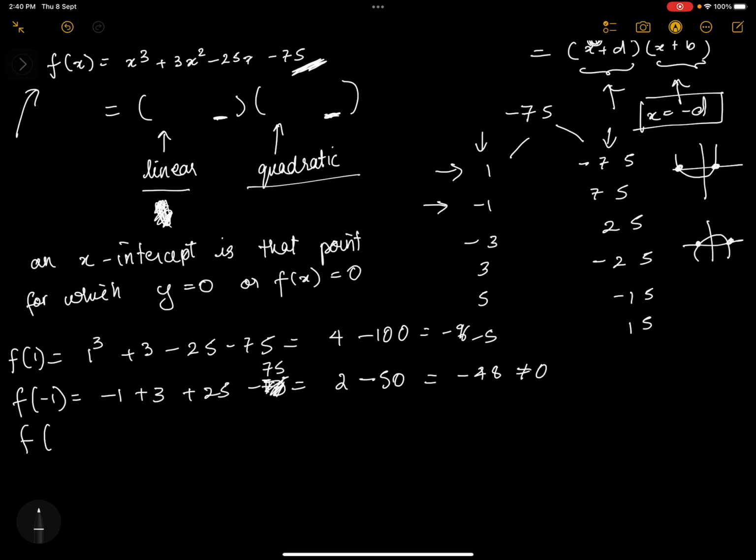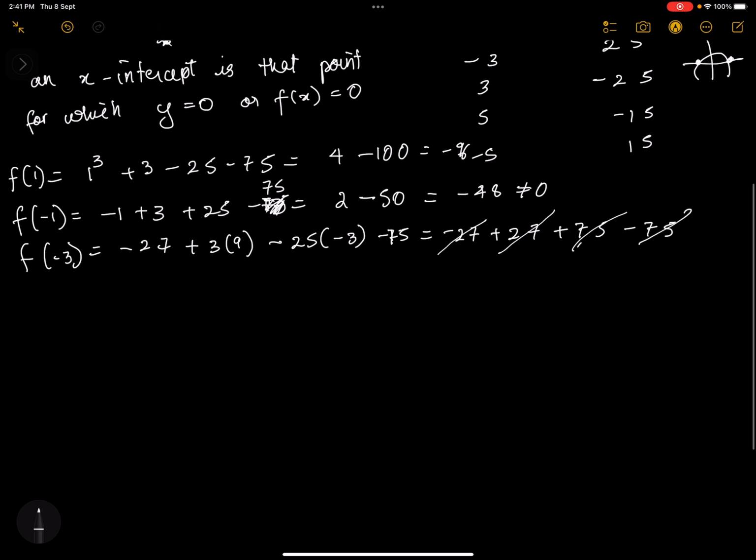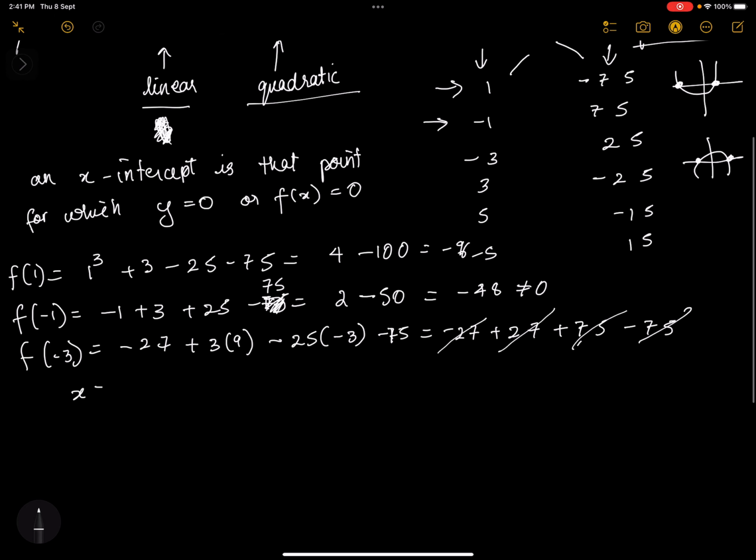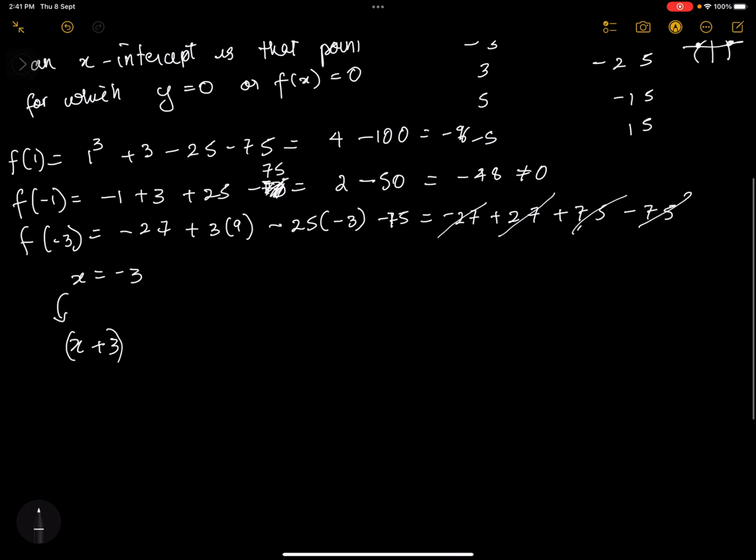We go to the next factor, f of minus 3, which is minus 27 plus 3 into minus 3 squared, which will be 9. So let's put 9 here. Minus 25 into minus 3 minus 75, which is equal to minus 27 plus 27 plus 75 minus 75. So we can see that all these cancel out, and therefore we have found one root of the function f of x, which is x equal to minus 3, which implies our linear factor will be x plus 3.